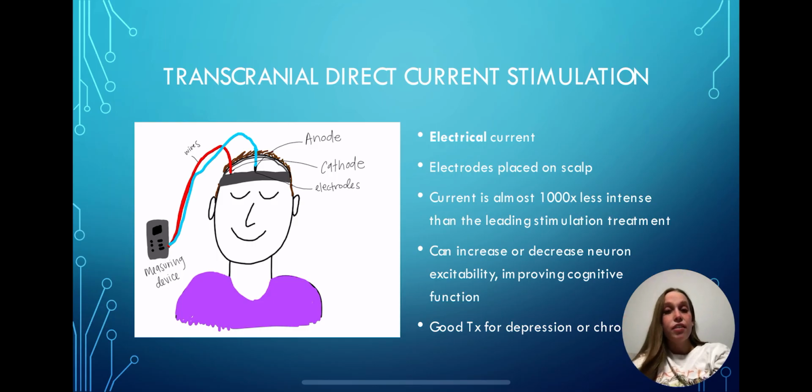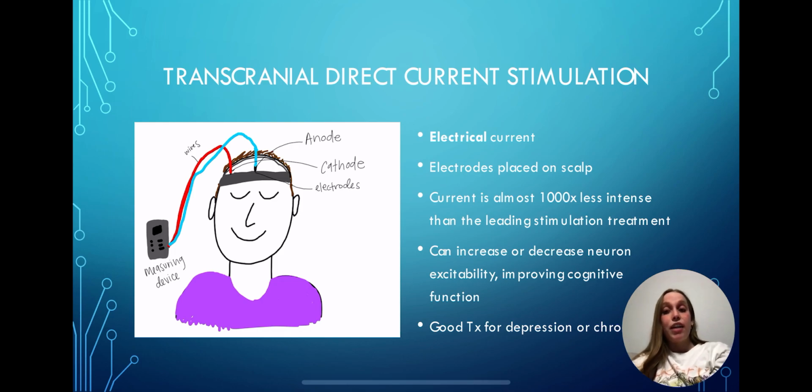Lastly, we've got transcranial direct current stimulation. This is different from our last technique because instead of magnetic pulses, TDCS releases an electrical current. Once again, we place electrodes strategically along the brain, and electricity is emitted at a very low intensity current.